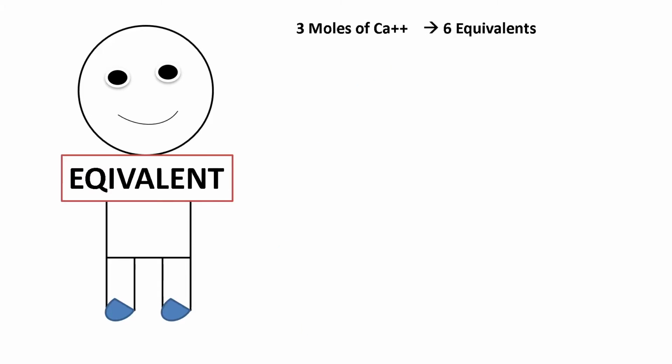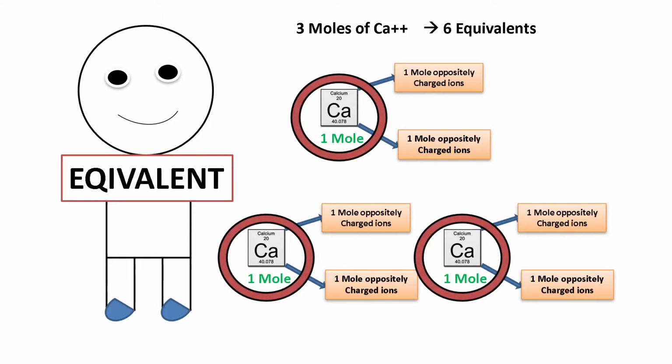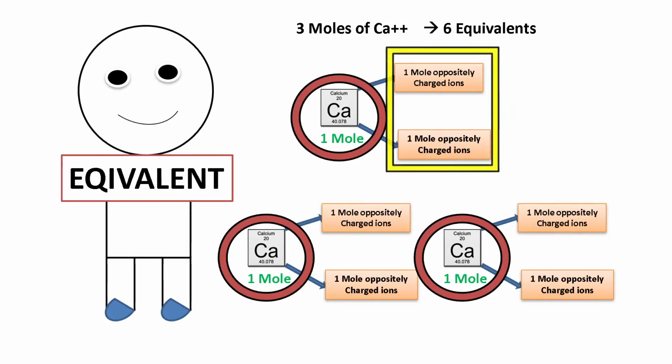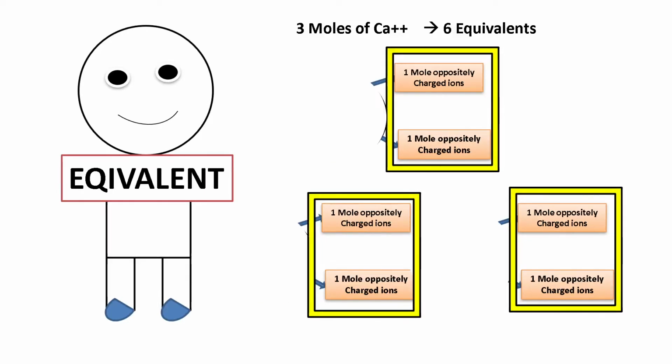3 moles of calcium will be 6 equivalents because each mole of calcium will require 2 moles of oppositely charged ions. Here, there are 3 moles of calcium. But since each calcium will require 2 moles of oppositely charged ions, hence 3 moles of calcium ions will be 6 equivalents.